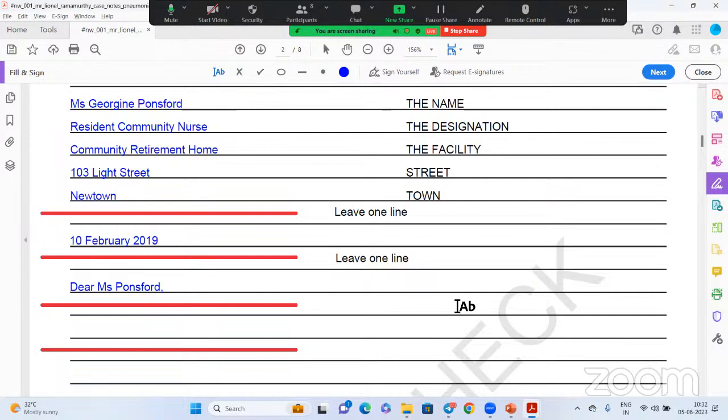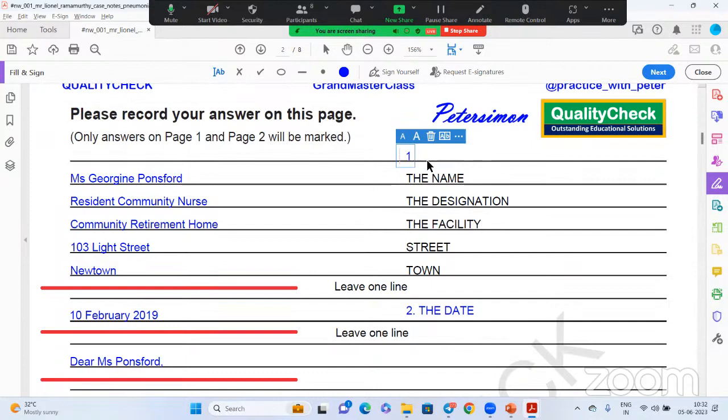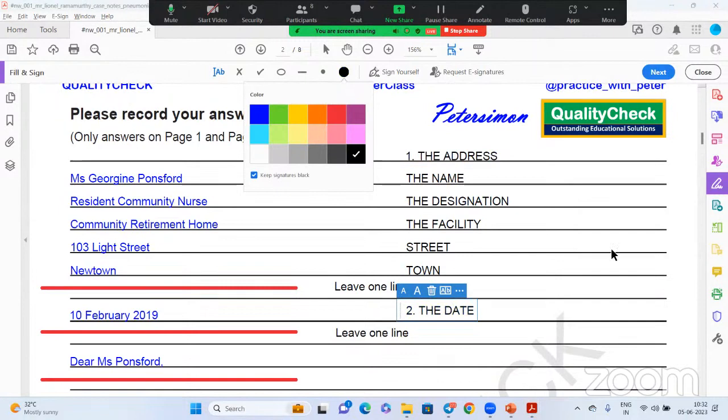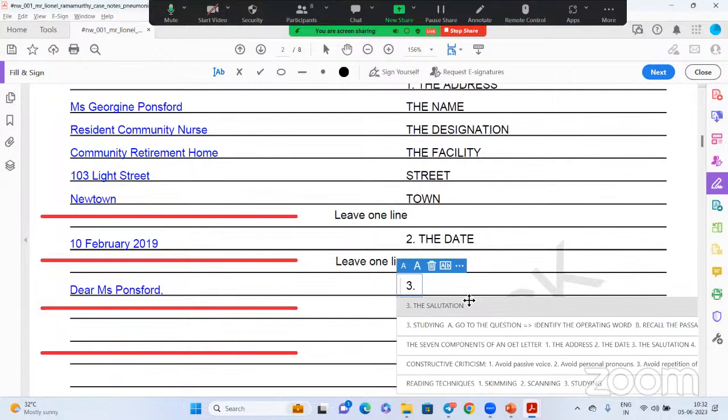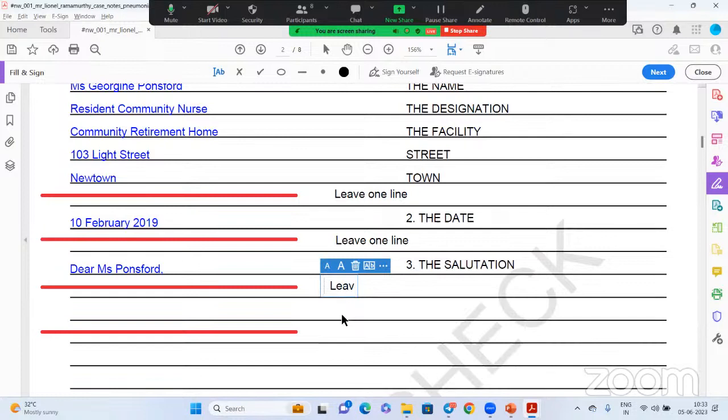So, we have written here, this is the date. This is number two, the date. And this is number one, the address. Next one, this is the salutation, number three. Then again, leave one line here.